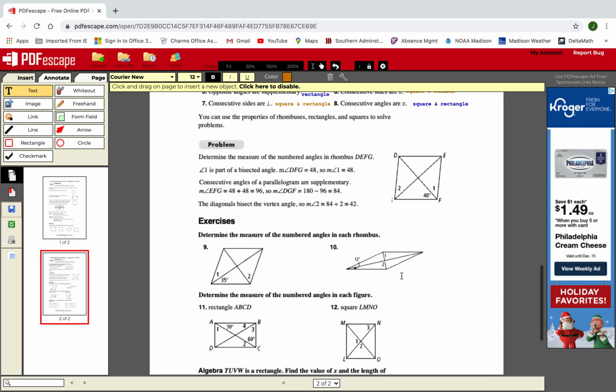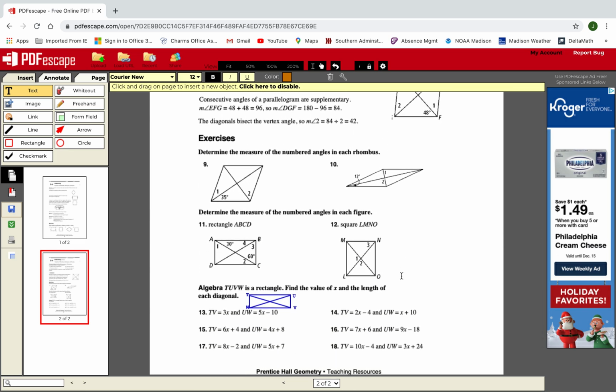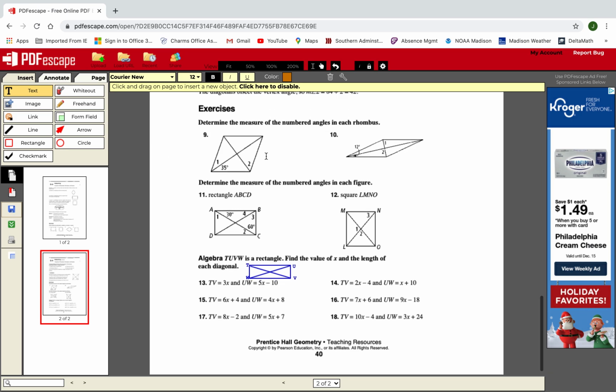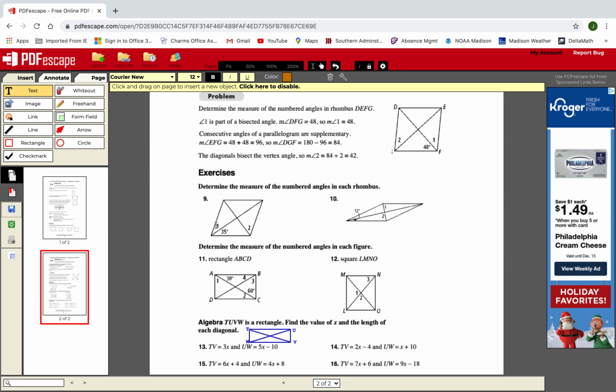Okay. All right, so we have some exercises down here to work, 9 through 18. I will try to do this as quickly as I can while at the same time trying to explain it as best that I can, because that's the whole point of doing these videos. Okay, so 9 says determine the measure of the numbered angles in each rhombus. This is actually just like this problem right here.